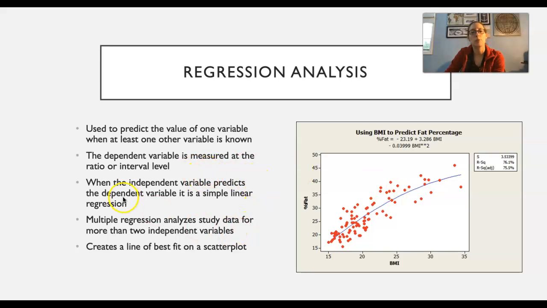When the independent variable predicts the dependent variable, it's called a simple linear regression. A multiple regression analysis does study data for more than 2 independent variables. So basically, regardless of how many variables it is, it's creating a line of best fit on a scatter plot, and that's what this looks like. So we can kind of say, okay, with a BMI of 30, we know the line is going to be right about here, because that would be very difficult to tell just based off of the scatter plot. So it gives us an easier way to look at that data.